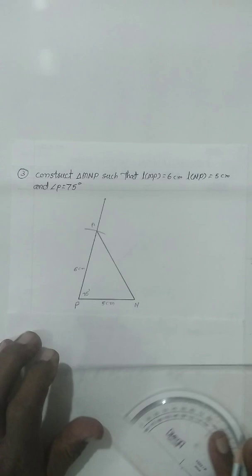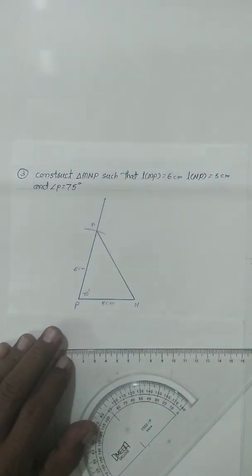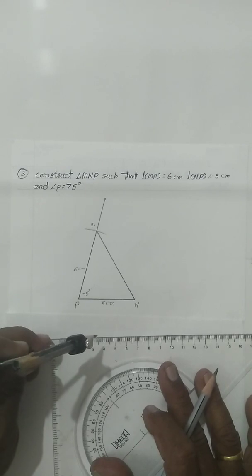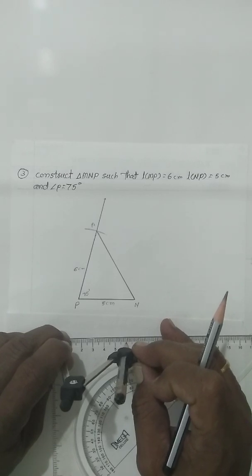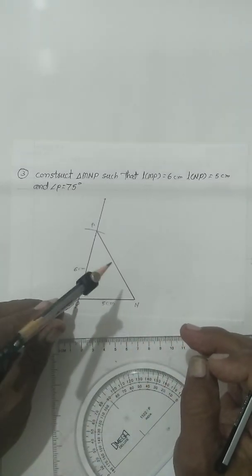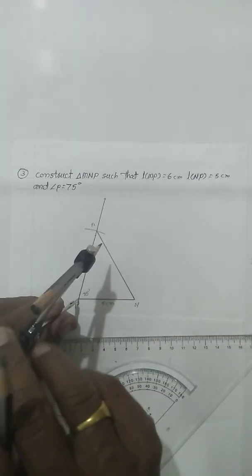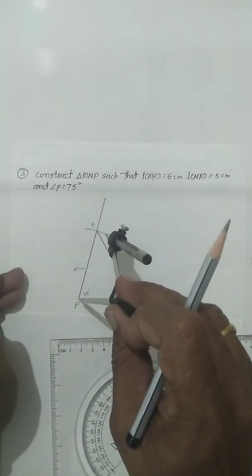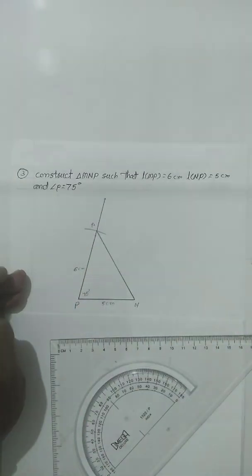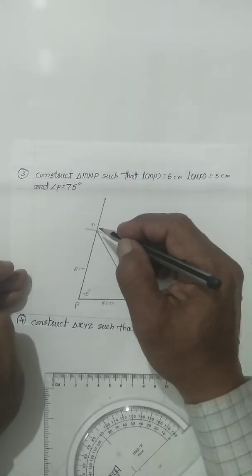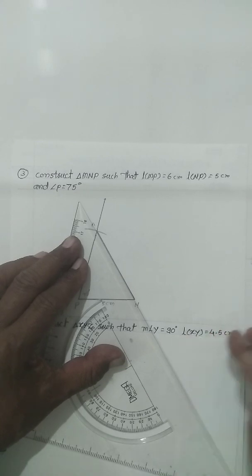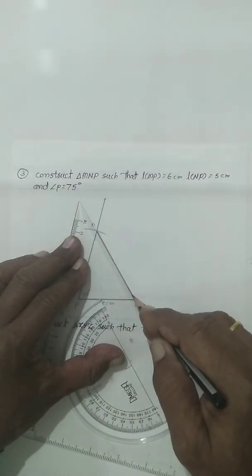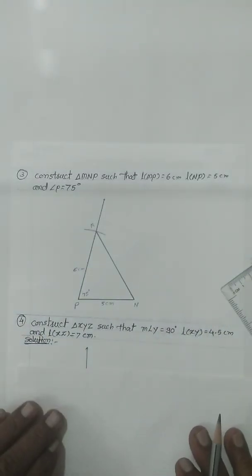Then take a distance 6 centimeter, MP. In a compass, between two terminals, take a distance 6 centimeter, put one terminal at point P and draw the arc on this ray. This arc intersects at a point, that point is M. So join this M with N. Then we get the third side of the triangle. In this way we complete the triangle MNP.